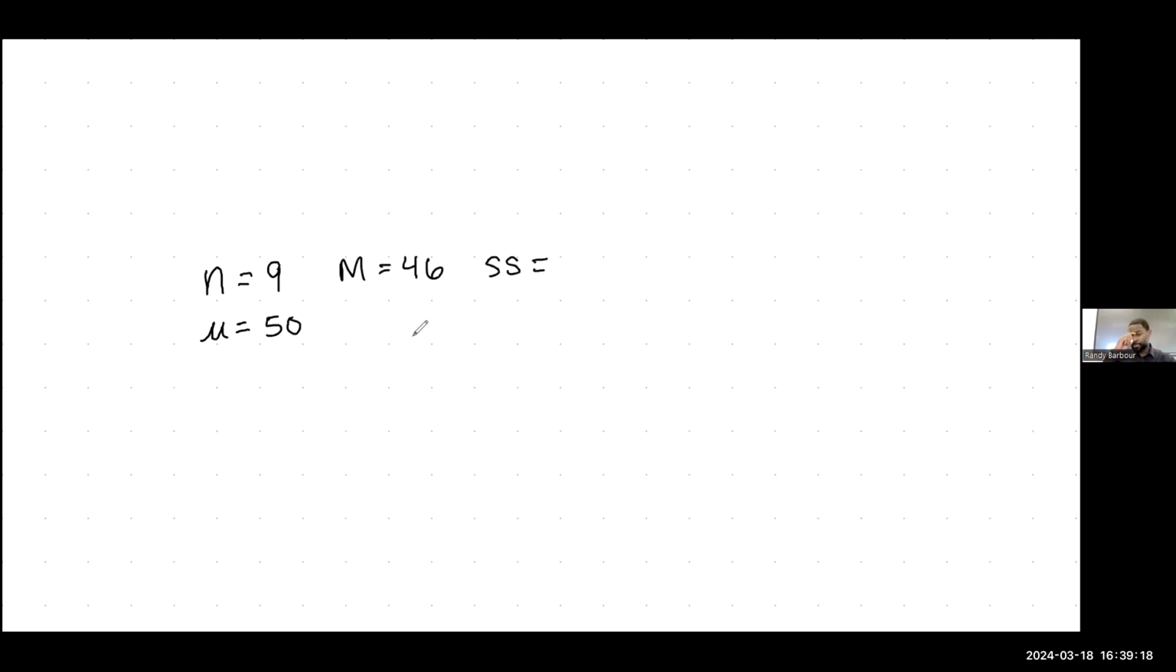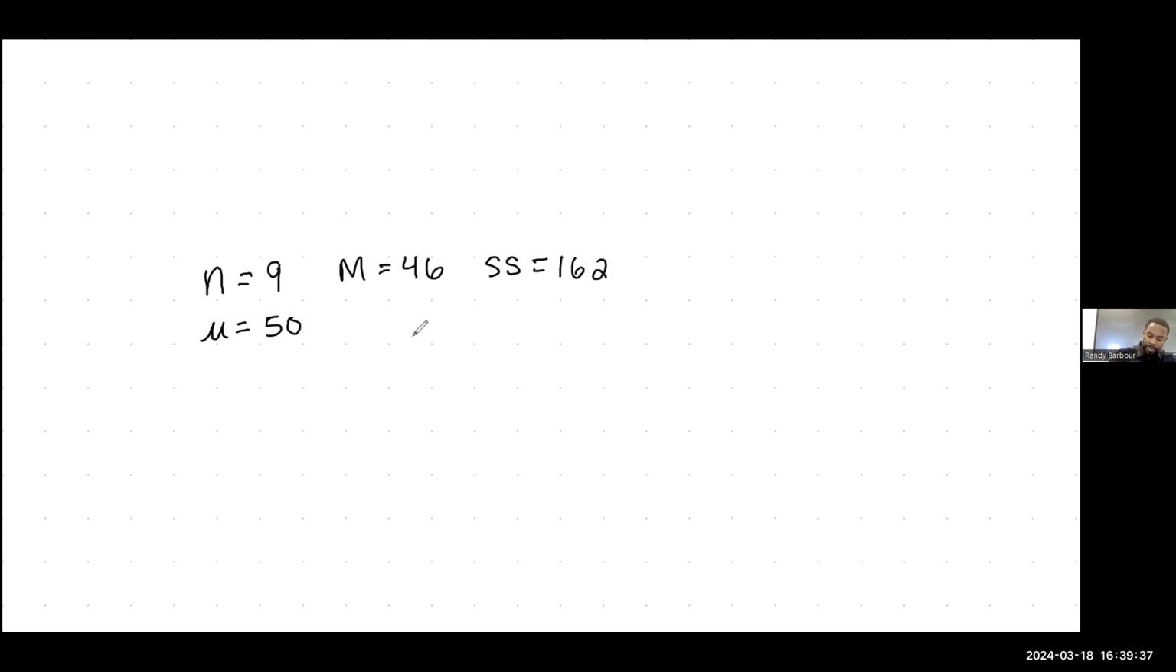Okay. So there's going to be two things that we have to do. We're going to have to find our estimated standard error or the standard deviation for our sample. And then once we find that standard deviation for our sample, then we'll be able to calculate a lot of the other things. Okay. The other thing that we'll need is our degrees of freedom.